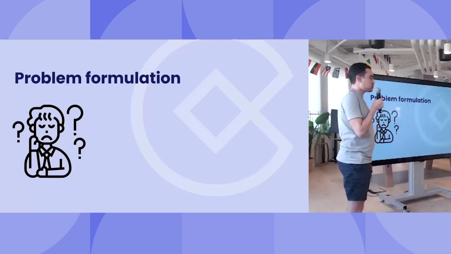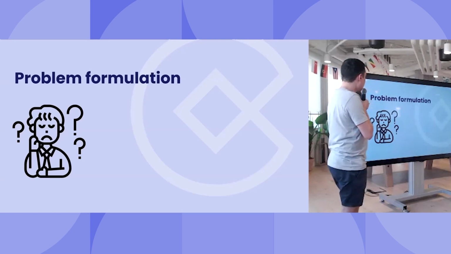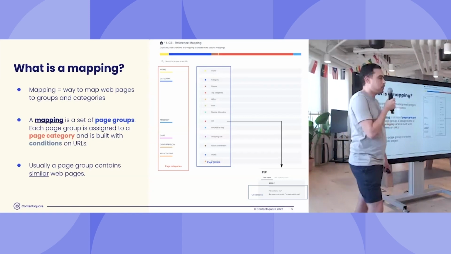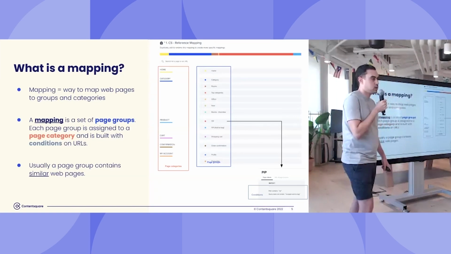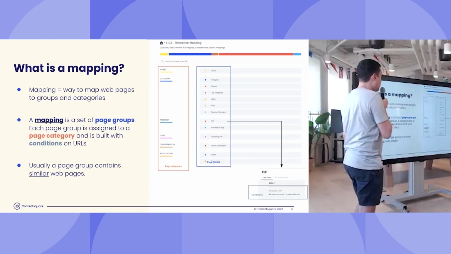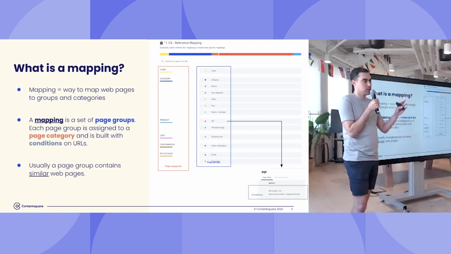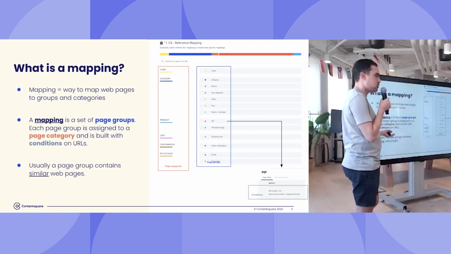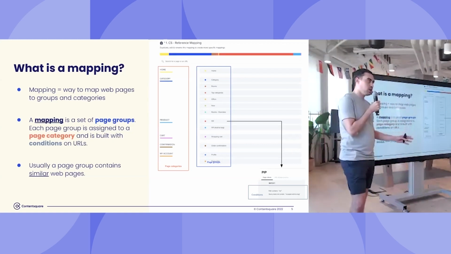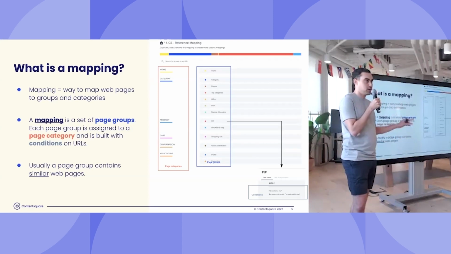So let's start by stating the problem that we have today at Content Square. In order to do that, we need to understand what a mapping is. It's actually a Content Square concept. A mapping is a way to map web pages into groups and categories. A mapping is a set of page groups. Each page group has a page category and is built using conditions on URLs.